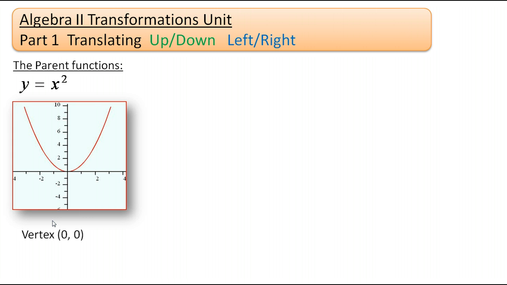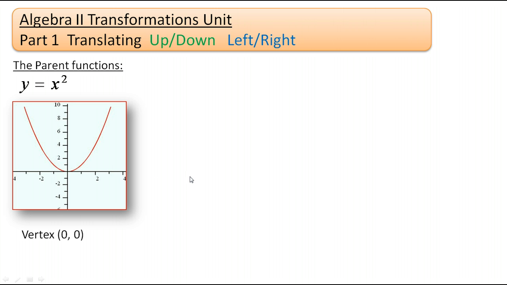There are three parent functions that we are going to use in this unit, and the first one is a quadratic function, y equals x squared. The function is a parabola, which some of you probably have seen before, and the vertex of the parent function is at (0, 0). So this is the most basic quadratic function. I like to say it's like the hamburger with nothing on it. It's just plain Jane y equals x squared.